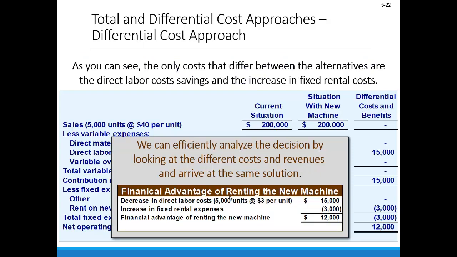We'd have a decrease in labor cost of $15,000 versus an increase in fixed rental expense of $3,000. And there's our financial advantage of renting the new machine. I believe I said purchase earlier, but this was a rental. $12,000. So it's to our benefit to undertake that.